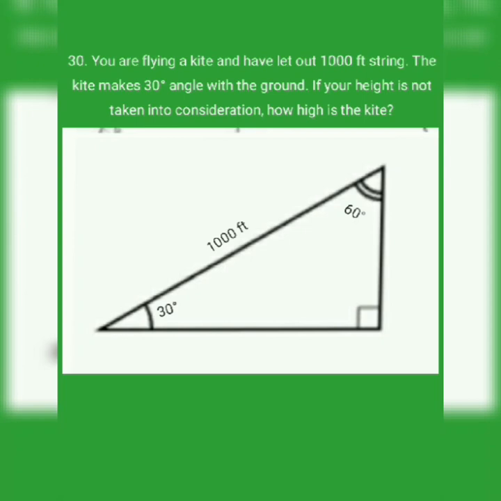We will use the 30-60-90 degree triangle theorem. The shortest side is opposite the 30-degree angle, and it is half the length of the hypotenuse. And the side opposite the 60-degree angle is obtained by multiplying the shortest side by square root of 3. Therefore, the height of the kite is 500 feet.